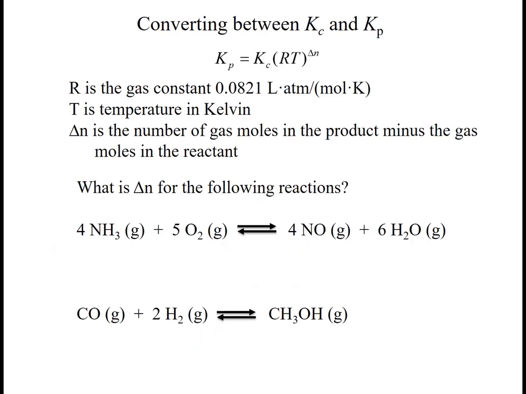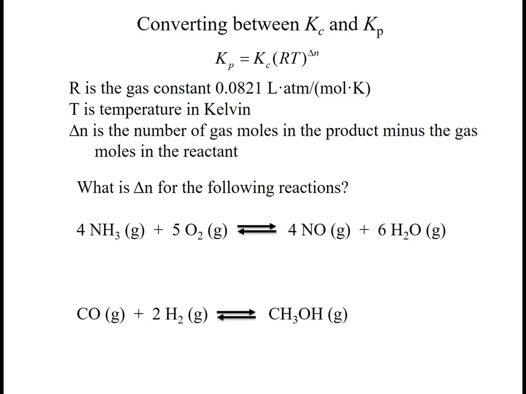Now, we can convert between Kc and Kp using this equation. This is not given to you on the formula sheet because it's a derivation of the ideal gas law from molarity. Because we're dealing with pressures, R is 0.0821. Temperature, of course, anytime we use R, has to be in Kelvin. The delta N is the change in moles: the moles of products minus the moles of reactants.